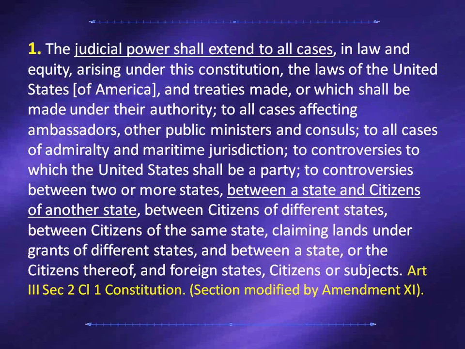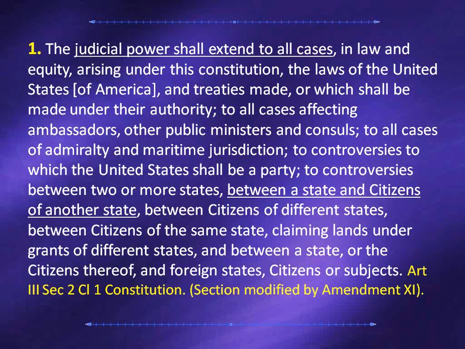The judicial power, this is the way the Constitution was originally written. The judicial power shall extend to all cases in law and equity arising under this Constitution, the laws of the United States of America, and treaties made or which shall be made under their authority, to all cases affecting ambassadors, other public ministers and consuls, to all cases of admiralty and maritime jurisdiction, to controversies to which the United States shall be a party, to controversies between two or more states, between a state and citizens of another state, which is the Chisholm versus Georgia situation, between citizens of different states, between citizens of the same state claiming lands under grants of different states, and between a state or the citizens thereof and foreign states, citizens or subjects. Now, that's the way we started out.